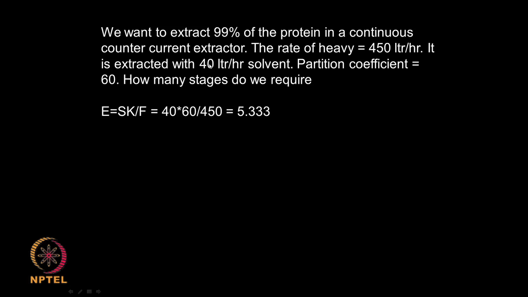It is extracted by a solvent at 40 liters per hour S. The partition coefficient is 60. So, E is equal to Sk by F, 40 multiplied by 60 divided by 50, that comes to 5.33. So, I want to know how many stages.